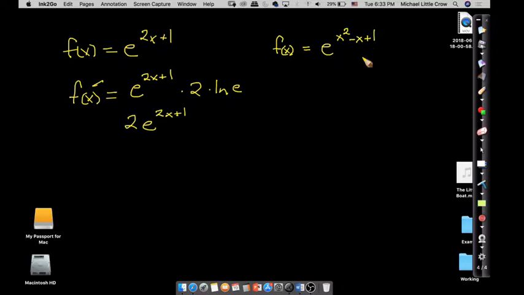Give that one a try. And I'll give you a little bit more time. Try it on your own. Remember, just rewrite it because it's its own derivative, and then multiply by the derivative of the exponent. The derivative of the exponent, typically you'll put it in parentheses because it's the whole thing times that.